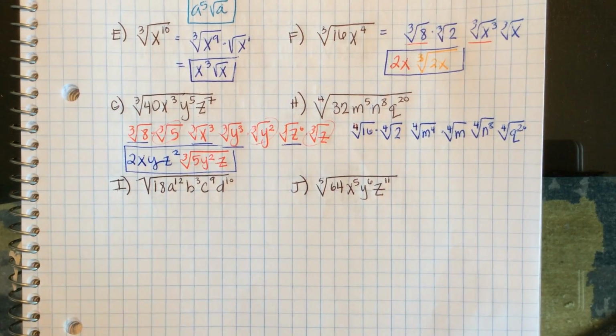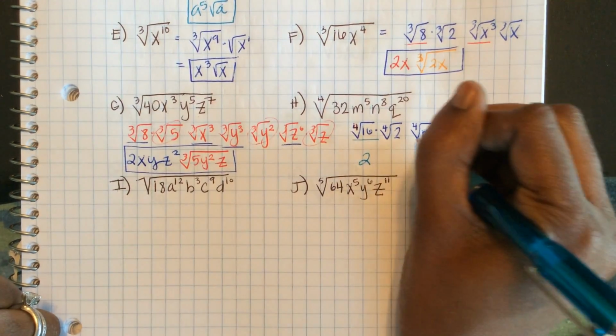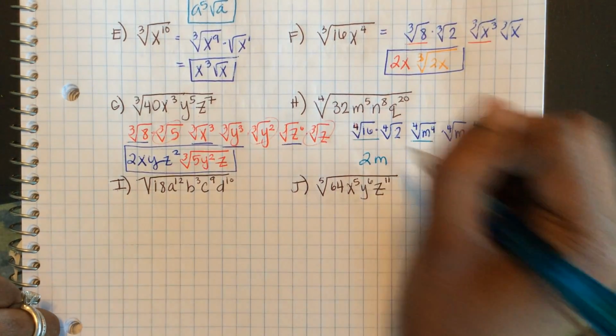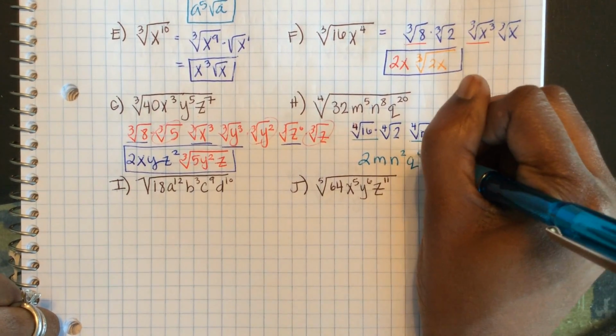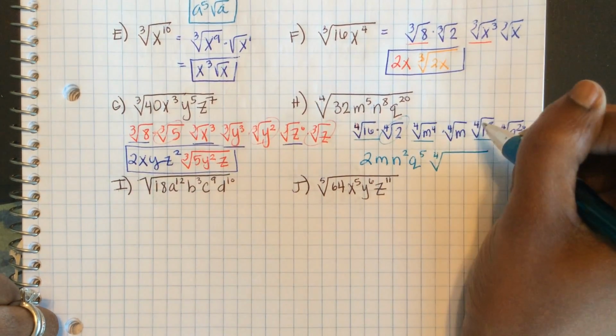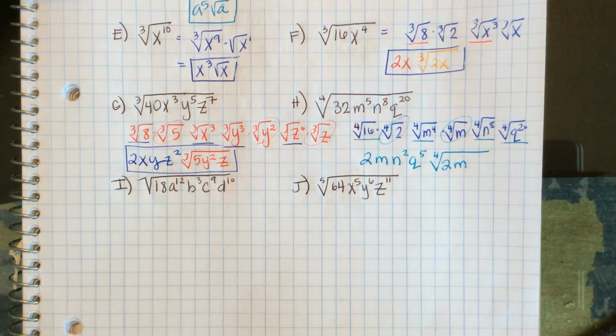So let's simplify my perfect fourth roots. Fourth root of 16 is 2. Fourth root of m to the fourth is m. Fourth root of n to the eighth is n squared, and fourth root of q to the 20 is q to the fifth. And now don't forget, whatever's left over in your fourth root are your non-fourth powers, 2m.